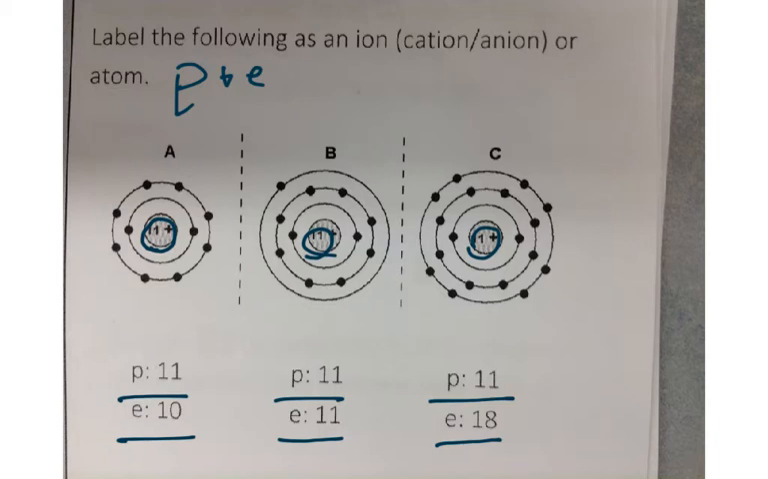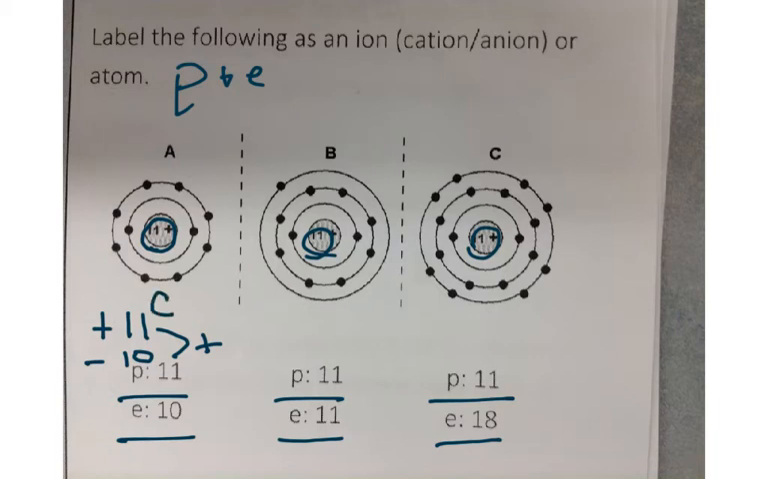So if I have 11 protons, that means I have a positive 11 from the protons, and the electrons are giving me a negative 10 because I have 10 of them. Overall, that would be a positive charge. And to be a positive charge overall, that means you would be positive. So this would be the cation.